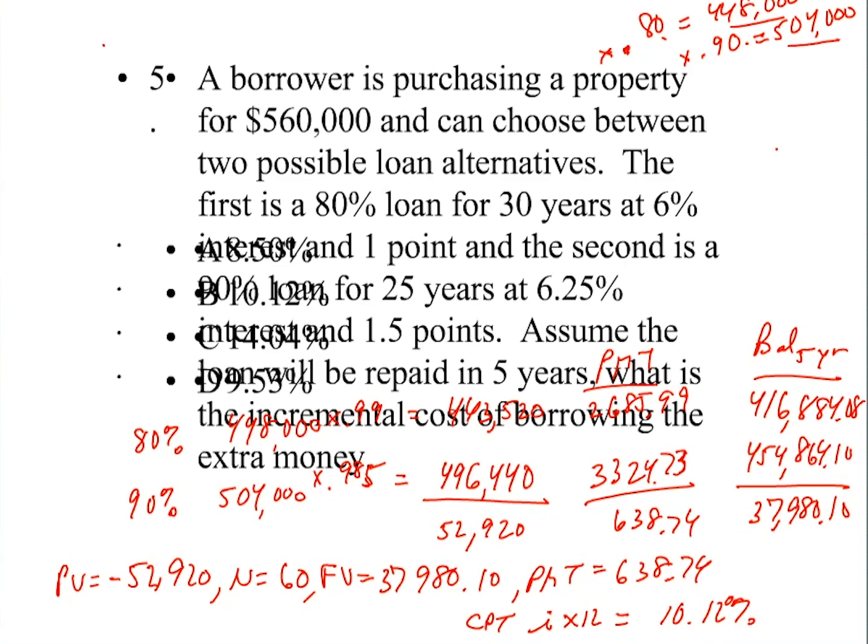And then the payment, the incremental payment, $638.74. And we compute that interest rate, multiply it times 12 to get an annual rate, and we see that it's 10.12%, or B.